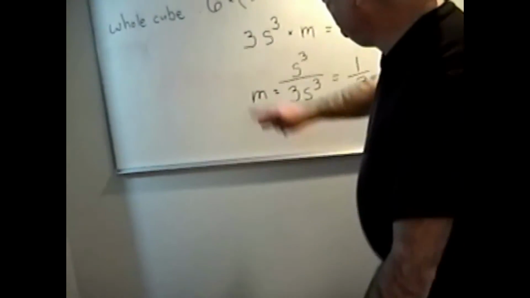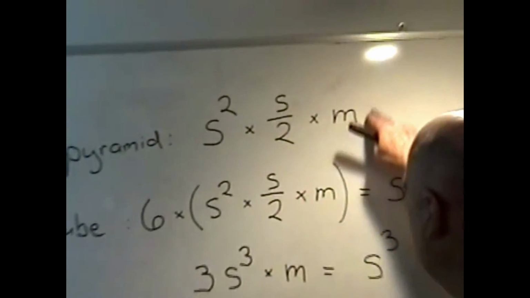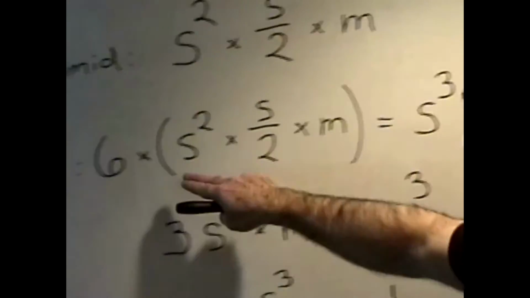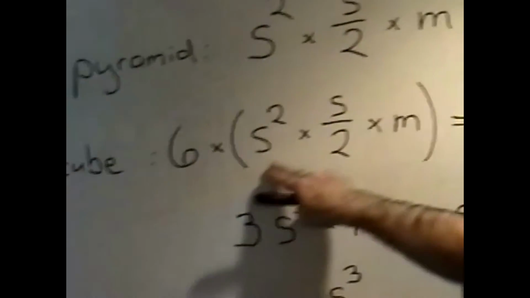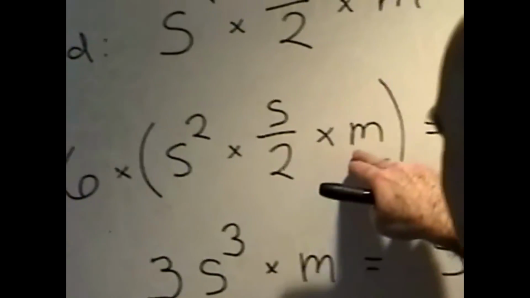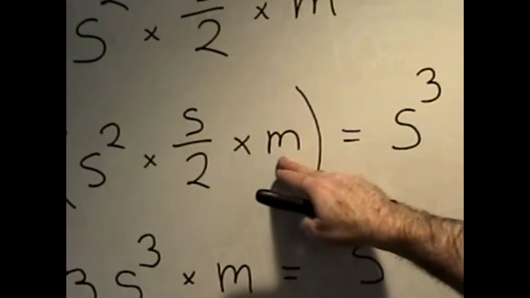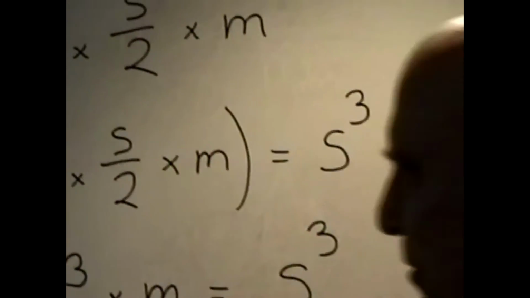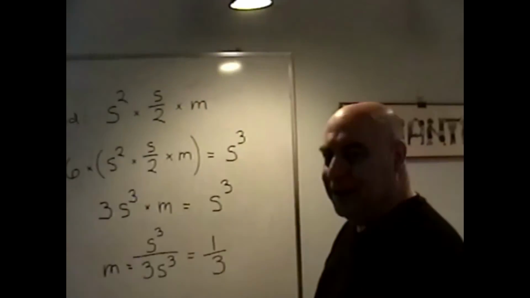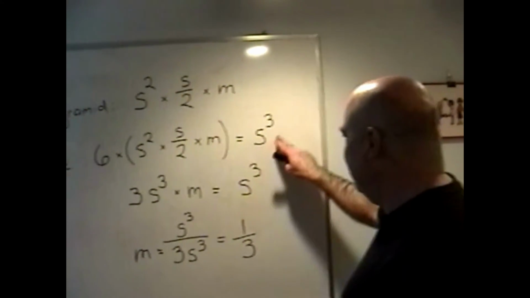So for the whole cube, we've got 6 of these pyramids, so we take the volume of each pyramid and we multiply it by 6. And we get this value here: 6 times the value s squared times s over 2 times the mystery value m. And also, the volume of the whole cube is equal to s cubed. That's the standard formula for the volume of a cube.